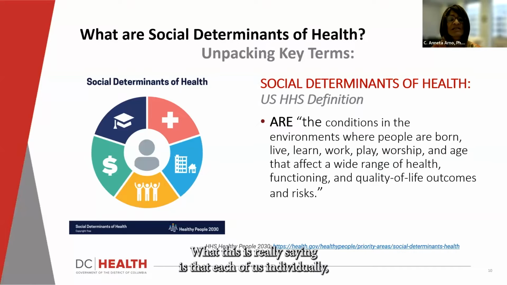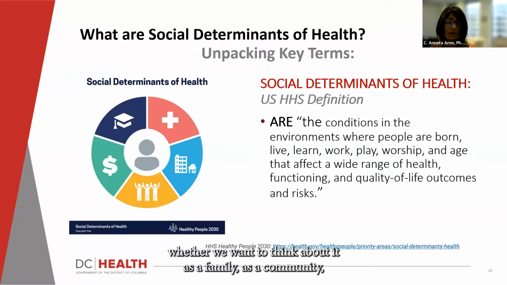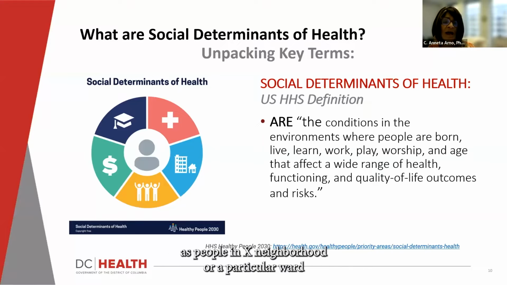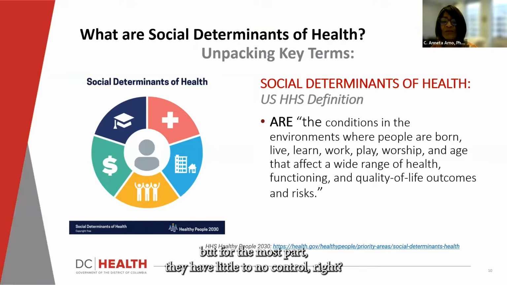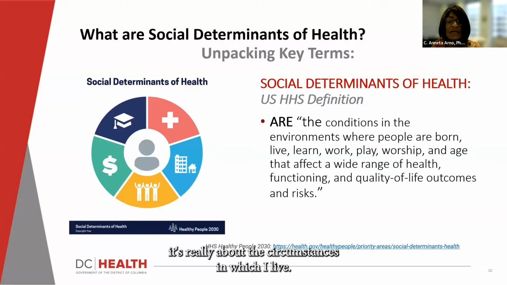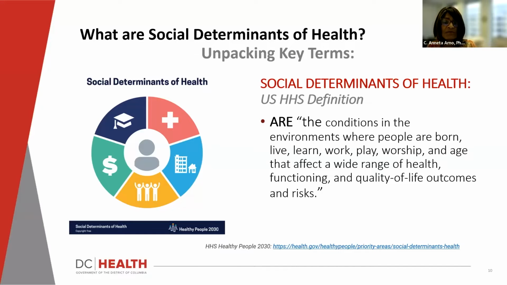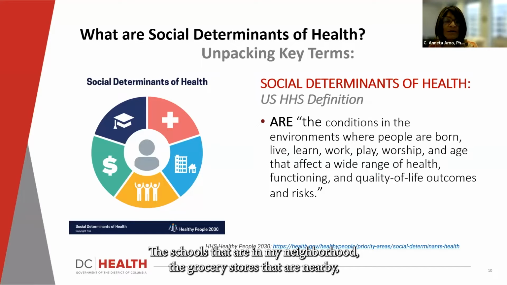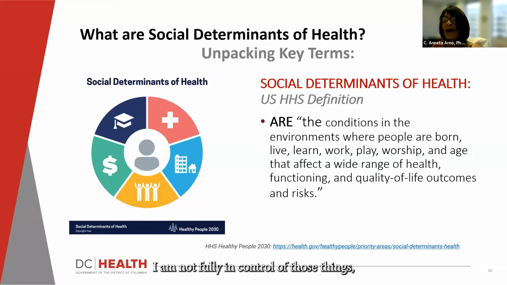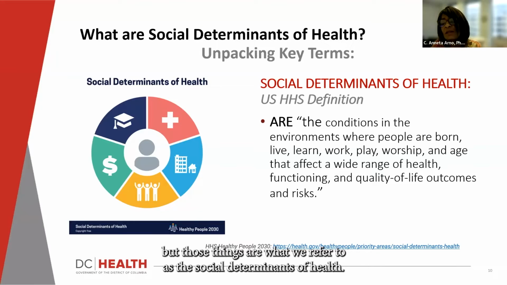So what is this? What this is really saying is that each of us individually, collectively, families, whether we want to think about it as a family, as a community, as people in X neighborhood or a particular ward, are living in a context that, to some extent, but for the most part, they have little to no control of, right? So when we're talking about my quality of life and my risks, it's really about the circumstances in which I live, the schools that are in my neighborhood, the grocery stores that are nearby. I am not fully in control of those things, but those things are what we refer to as the social determinants of health.